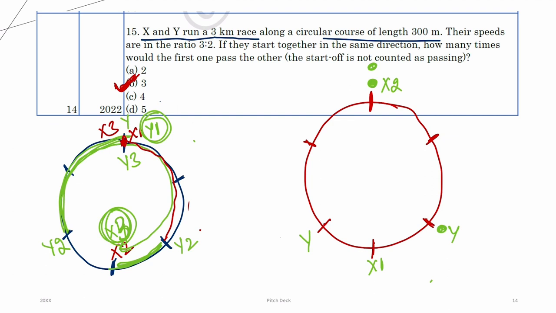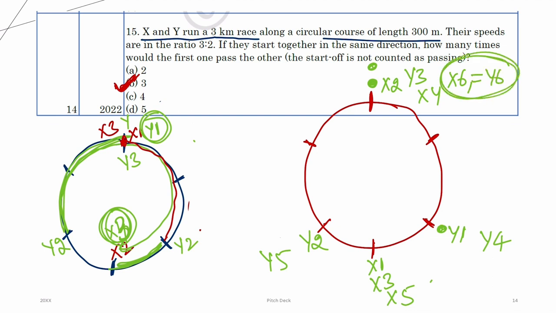Still they have not crossed each other. Y1 and Y2. Y3 will come here and X3 will come here. Still X is ahead of Y, but still not meeting. Then after that, Y4 will be here, and where will X4 be? X4 will be here. And after that, Y5 will be here and X5 will be here, and here X6 equals Y6. So surely they are going to meet after 3 rounds.